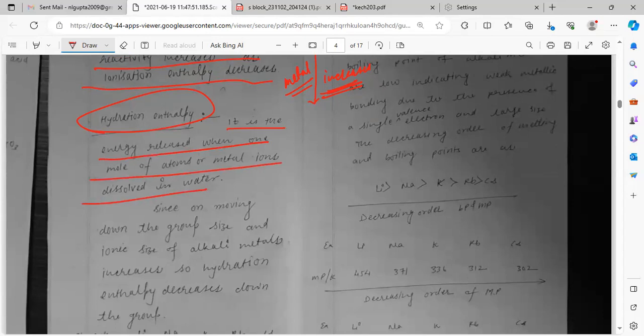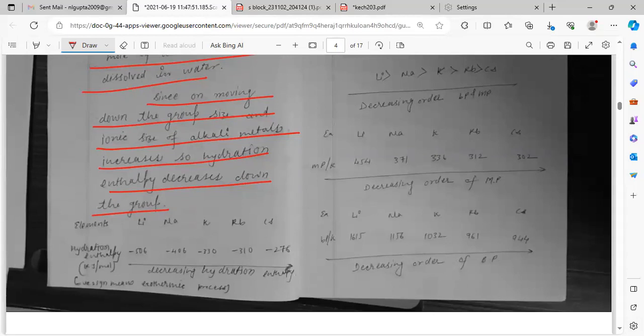Hydration enthalpy, what is happening down the group? Since moving down the group, the ionic size of alkali metals increases, so hydration enthalpy decreases down the group. Now see here, in case of lithium it releases minus 507, this much energy. But in case of cesium it is very less, minus 276.